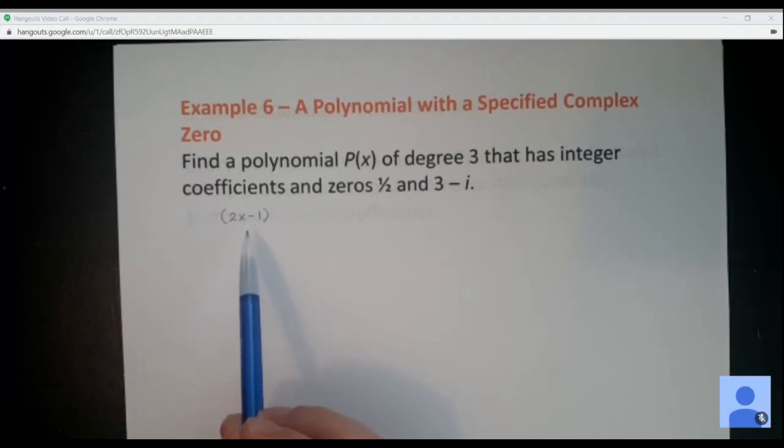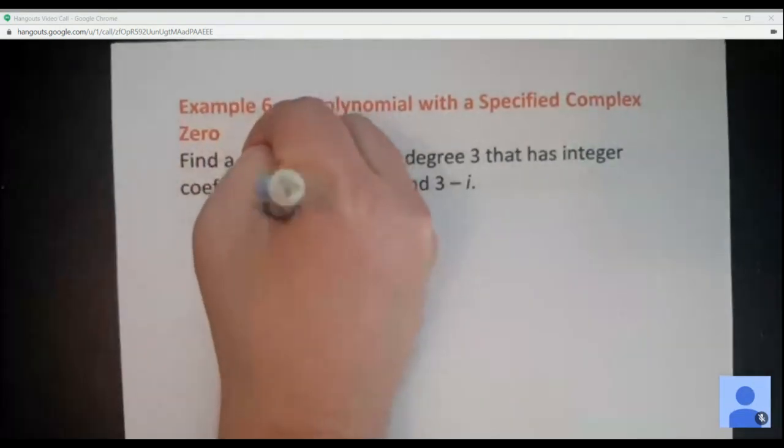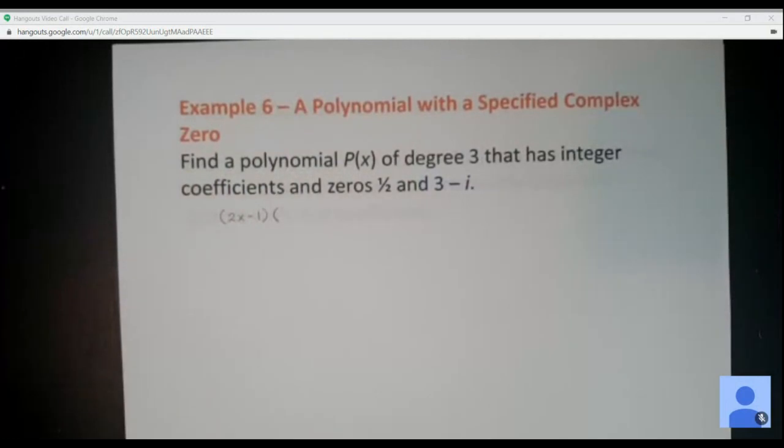That would still give us 1/2 as our 0, but now we're avoiding all those fractions. Okay, so if you use x minus 1/2, it's fine, right? You're going to get a polynomial that works. It's just that then you have to deal with the fractions when you're multiplying. So this is going to help us not have to do that. Now, what about the 3 minus i? What would be the factor that would give us 3 minus i as our 0?